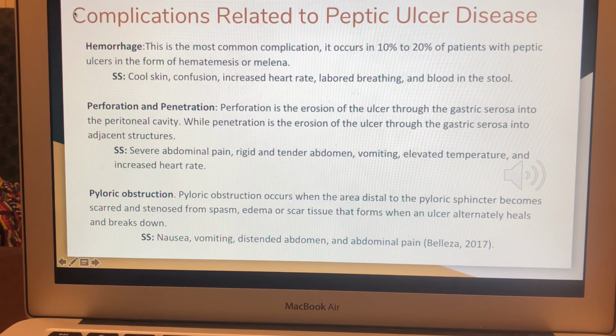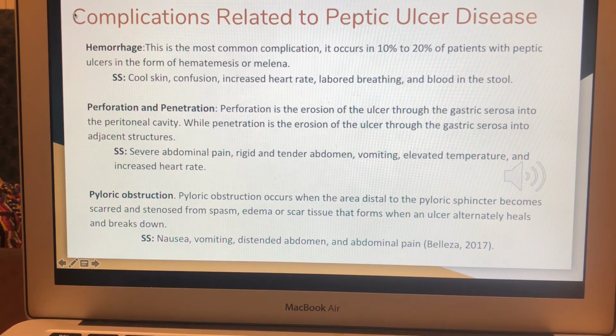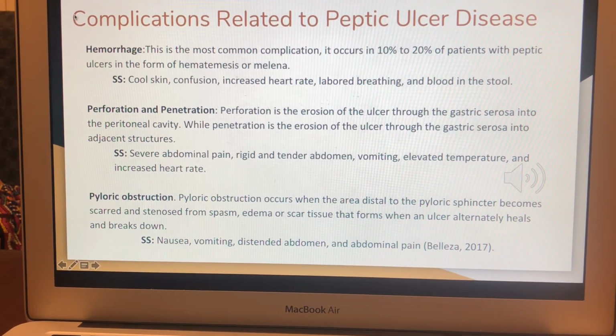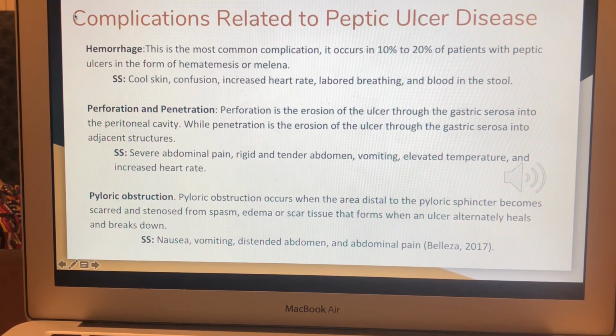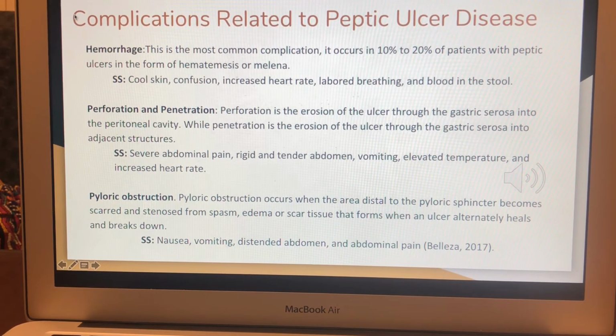If certain lifestyle changes are not made, it is very possible that a patient's ulcer can cause additional complications. If bleeding from the ulcer cannot be controlled, then a patient may begin to hemorrhage from the ulcer. They would show signs of cool skin, confusion, tachycardia, labored breathing, and possibly blood in the stool.